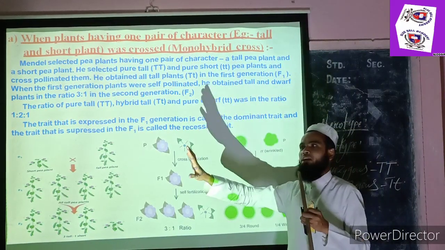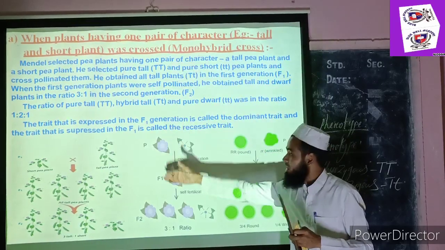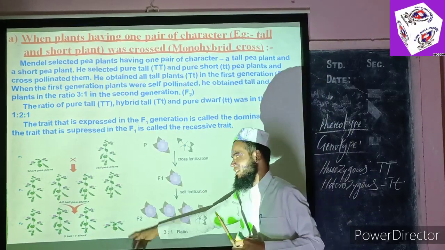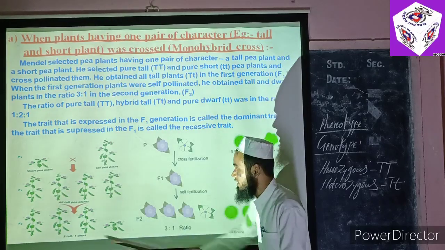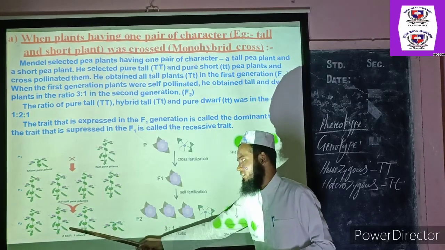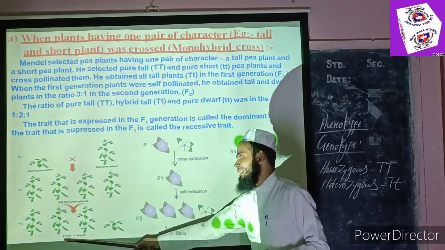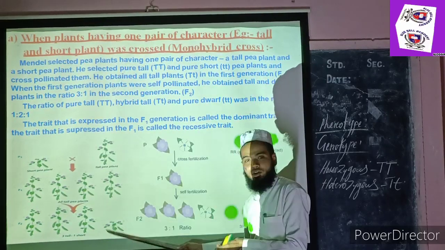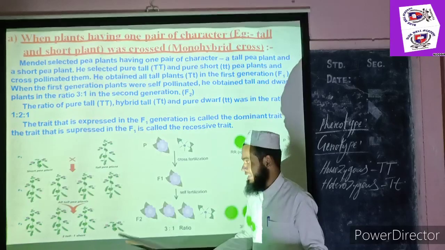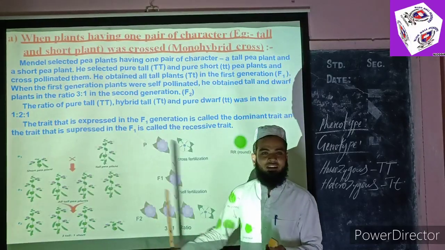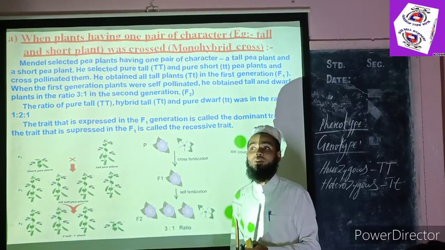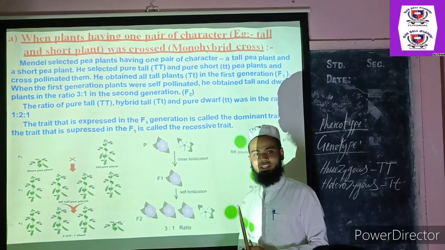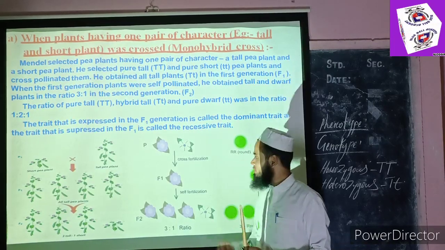We can identify any person who is tall and who is short. In the same manner, we can easily identify here who is tall and who is short. You can observe here we got 3 tall plants and 1 short. Hence the ratio is considered as 3:1. This we can observe externally, hence this ratio is considered as the phenotypic ratio.